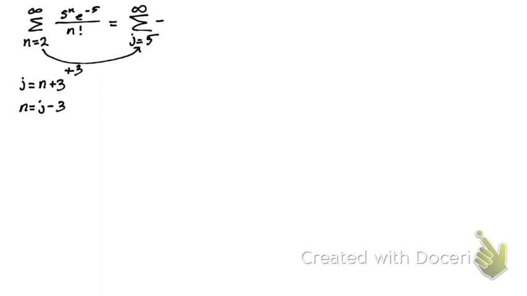So this is going to equal, instead of 5 to the n, we're going to have 5 to the j minus 3, times e to the negative 5, all over, instead of n factorial, we'll have j minus 3 factorial.